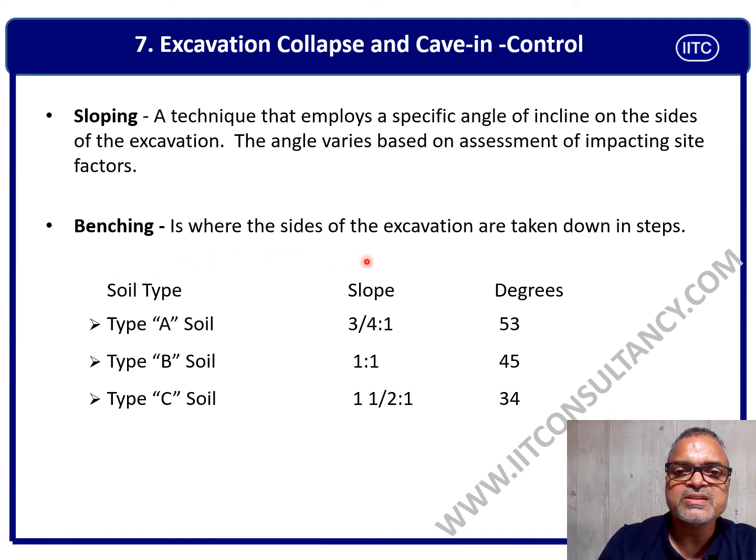Benching is where the sides of excavations are cut down in steps. Here soil type A, soil type B, and soil type C are given, and the slope angle is mentioned. For type A soil, 3/4:1, and the degree of inclination is 53 degrees. For soil B it is 1:1, 45 degrees. For C, 1 1/2:1, 34 degrees. So these are very important points we need to remember.